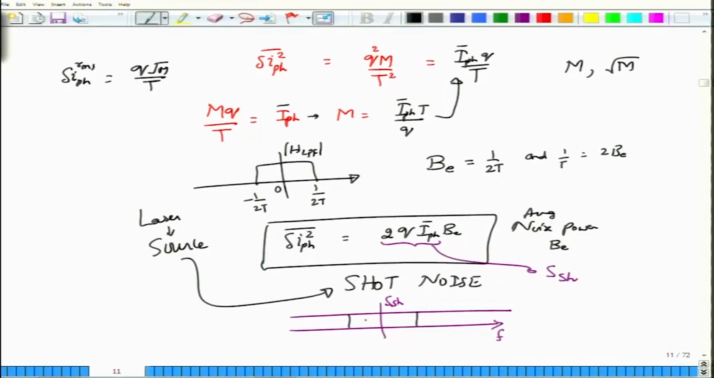But your bandwidth will be only of a certain range. You are interested only in the range of bandwidth from minus BE to plus BE, and over this range what you get will be the total noise power. So the spectral density will have to be written as q I_PH, so that when you take the two-sided total power, it turns out to be 2 times q I_PH bar times BE, which is exactly the expression that we derived from a heuristic understanding.